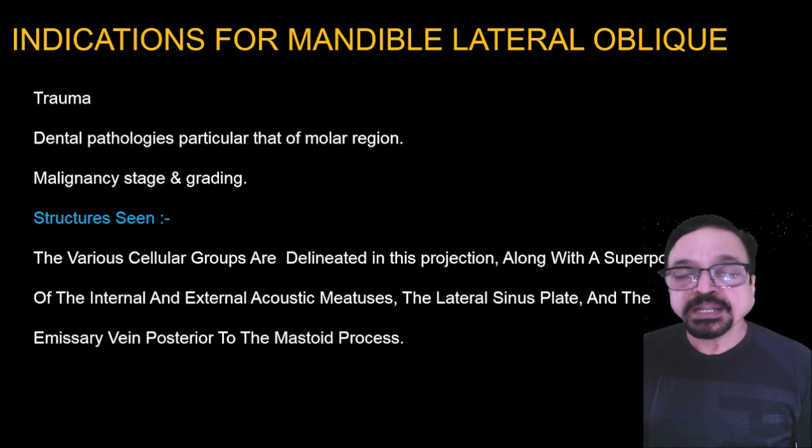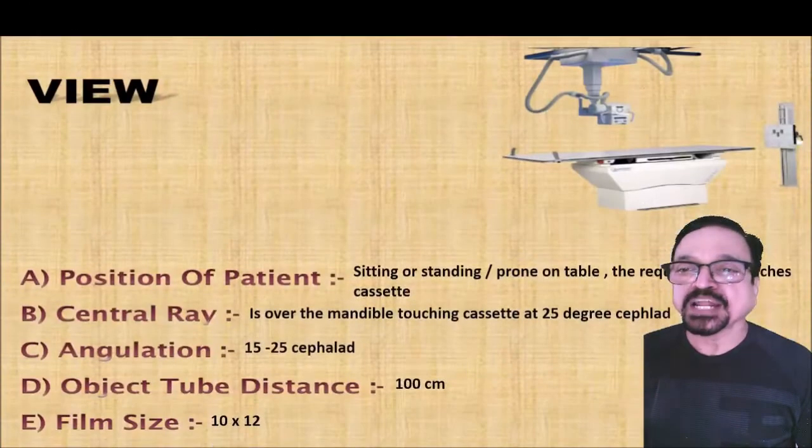They are superimposed. So the skill of a technologist is to get them separated. That we achieve with the help of patient positioning as well as different angulation, which we are going to see in a subsequent lecture. The lateral sinus plate and the emissary vein posterior to the mastoid process are also visualized in this technique.